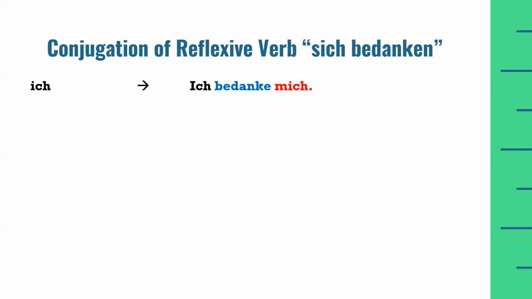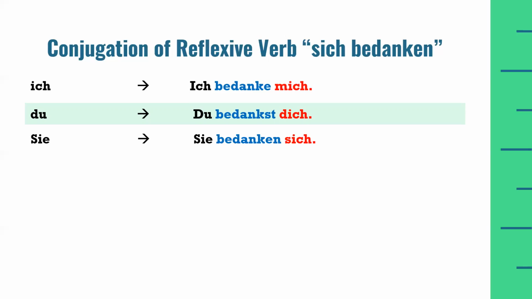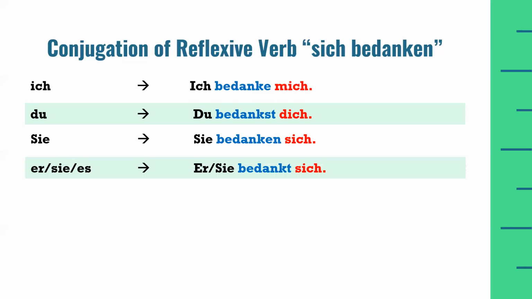I have taken all the subjects. First person, for example, we start with ich bedanke mich. So we have conjugated the verb bedanken with respect to ich, and we have used the reflexive pronoun for the subject ich, which is mich. If the subject is du, then du bedankst dich. Sie, which here means second person formal, Sie bedanken sich. Er bedankt sich or sie bedankt sich.